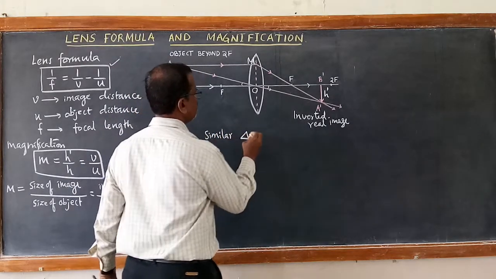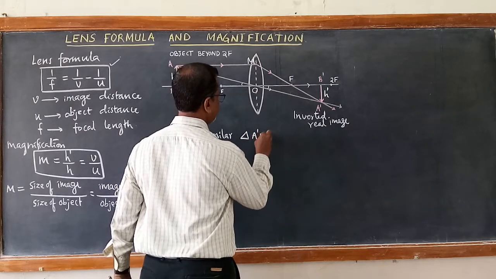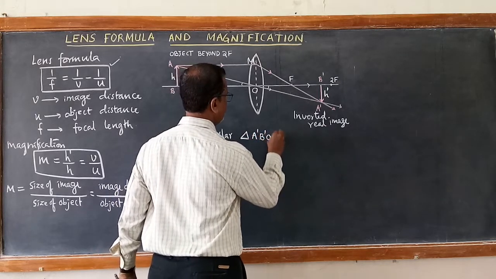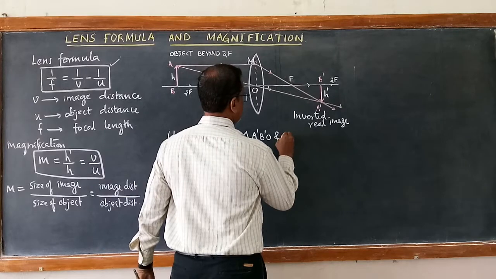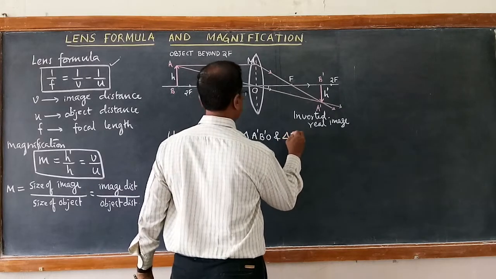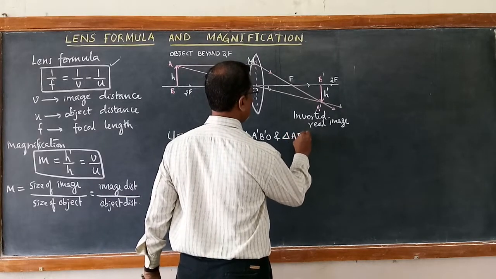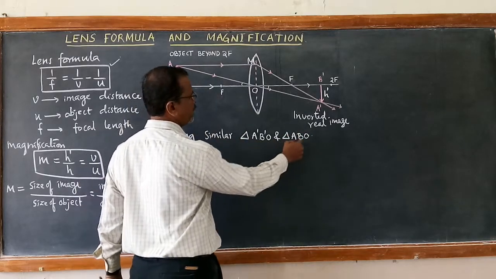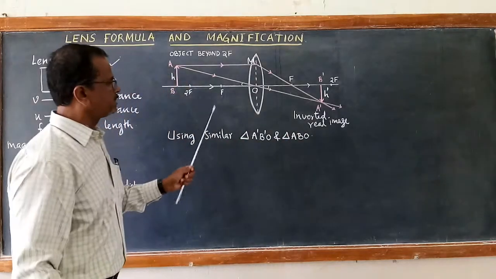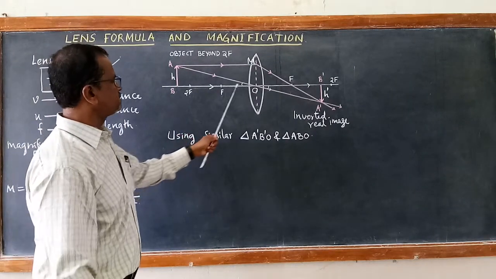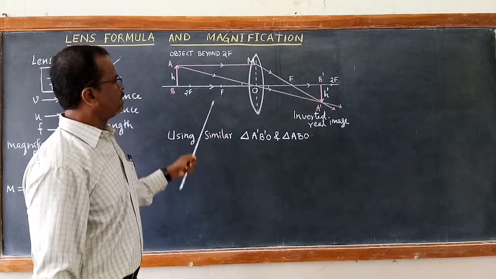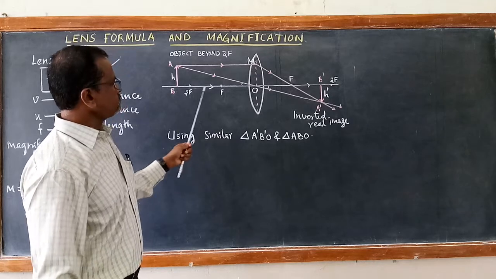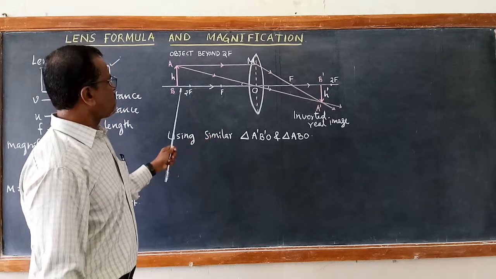Similar triangles A'B'O and ABO. Using similar triangles A'B'O and ABO, because these are similar triangles. Already we have put, they are right angle triangles. These interior angles are equal. Alternate interior angles are equal.